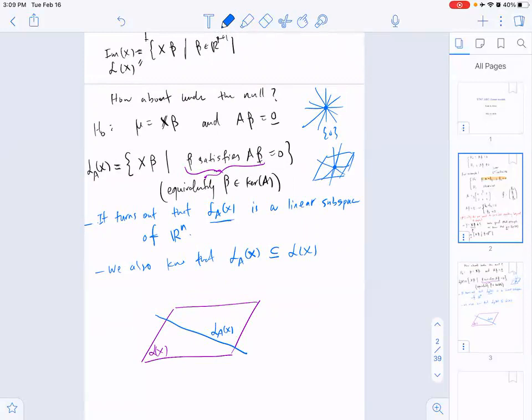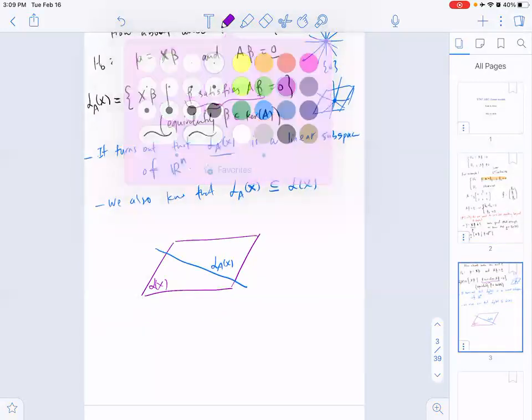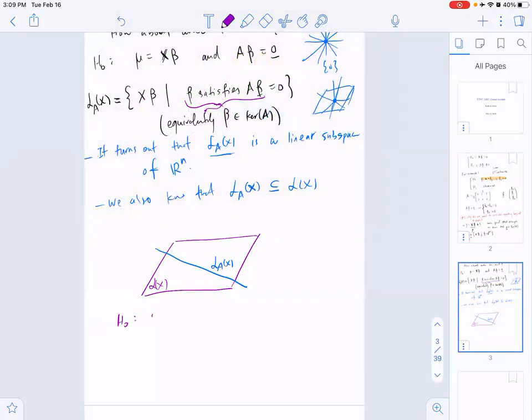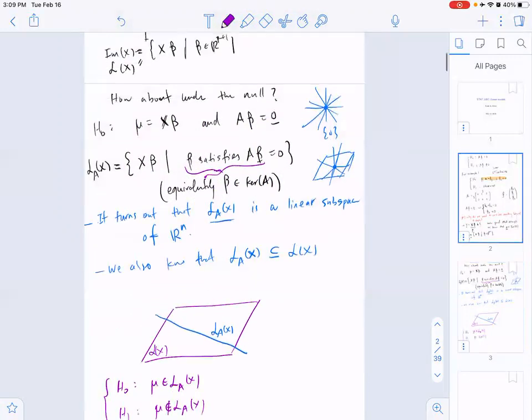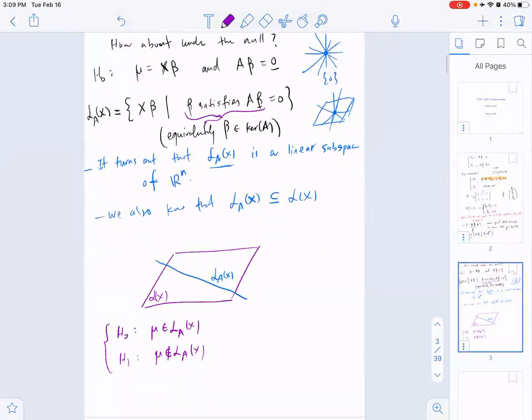Okay. So what we can say is that the null hypothesis is saying that mu belongs to L_A of X, and the alternative is that it doesn't belong to this. That's how we can rewrite the hypothesis geometrically. The hypothesis that beta satisfies this is equivalent to saying that mu belongs to this constrained space. So the original regression problem assumes something about the mu. It just assumes that mu lies in this L of X.